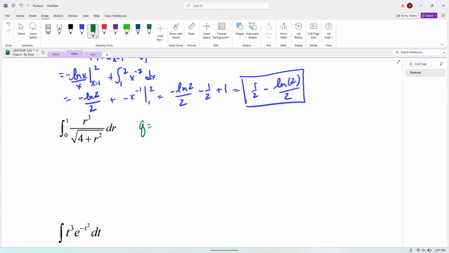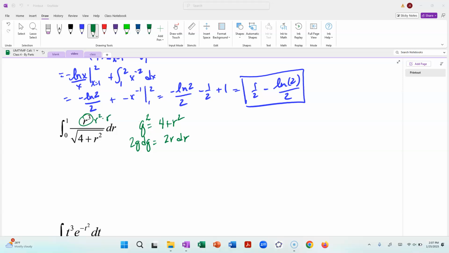I'm going to do q is equal to, actually, let's do q squared. Sure, we can do q squared. Q squared is equal to 4 plus r squared. Is that going to be fine? Sure. And then 2q dq would be equal to 2r dr. Okay, and this r cubed is r squared times r.